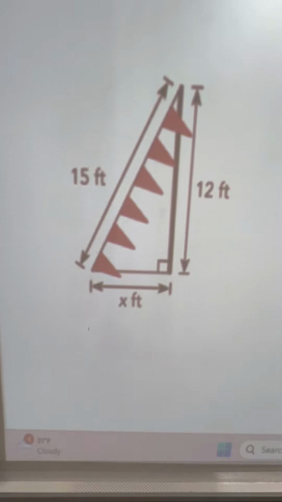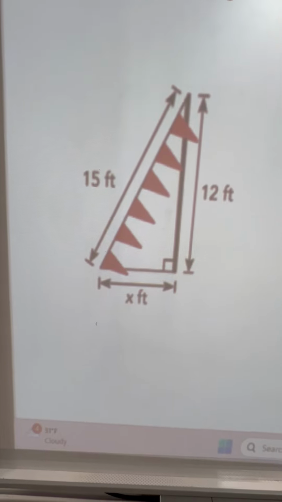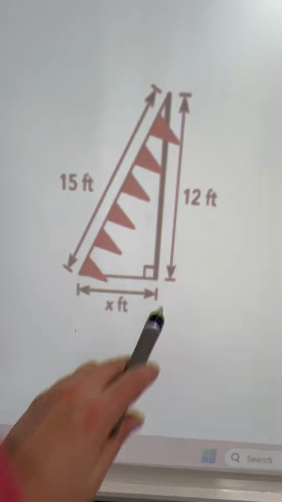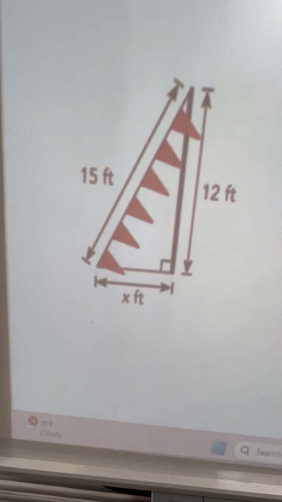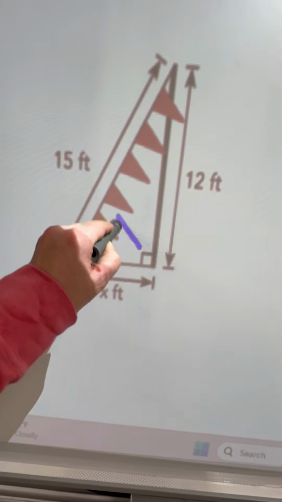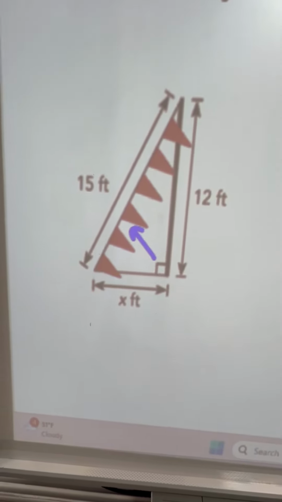So we're looking at this problem and we're trying to figure out what we have missing here. I have x feet down on the bottom here. That is going to be one of my legs because I have the right angle right there and my legs form the right angle. So I'm missing one of them. This is sitting across from the hypotenuse, which happens to be labeled as 15.